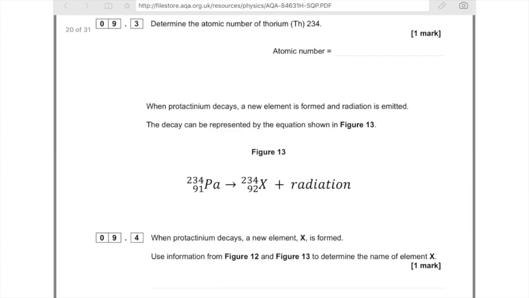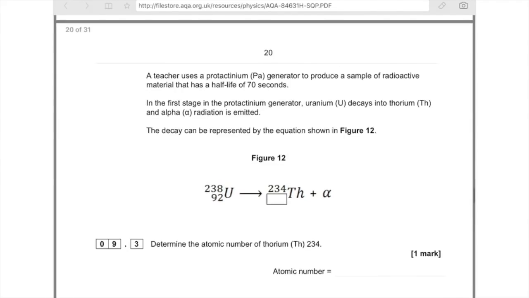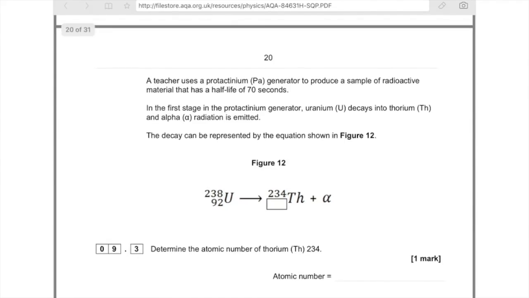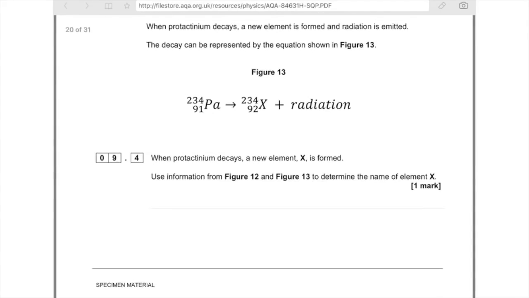When protactinium decays, a new element is formed and radiation is emitted. The decay can be represented by the equation shown in figure 13. When protactinium decays, a new element X is formed. Use information from figure 12 and 13 to determine the name of the element. Just remember, the element is dictated by its atomic number, its proton number. So you're looking for an element that has a proton number of 92. And if you look back up here, you can see in figure 12, uranium has a proton number of 92, which is why the element is uranium.